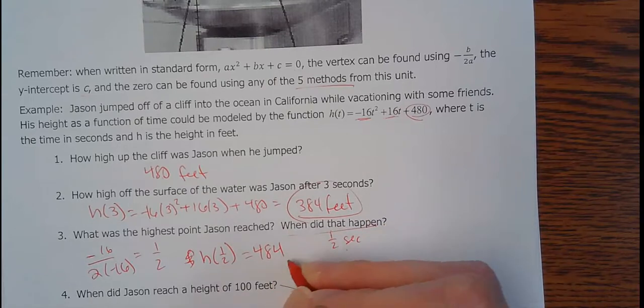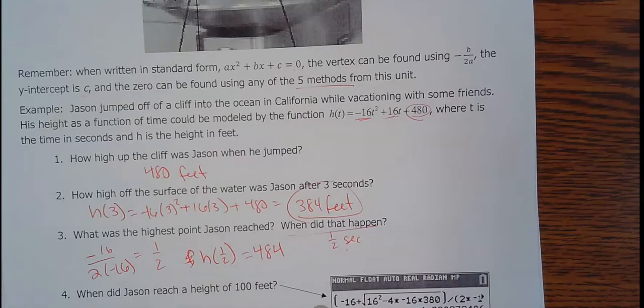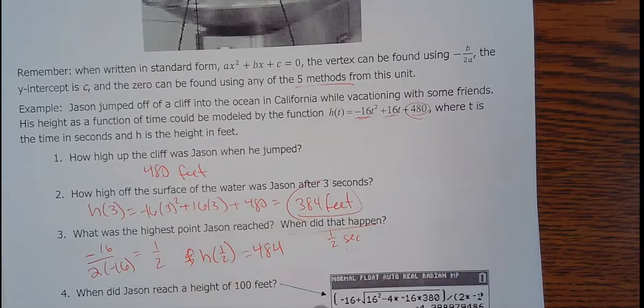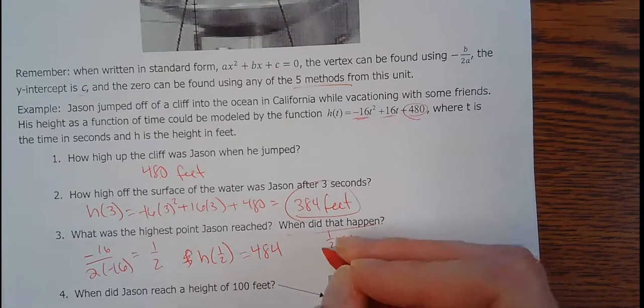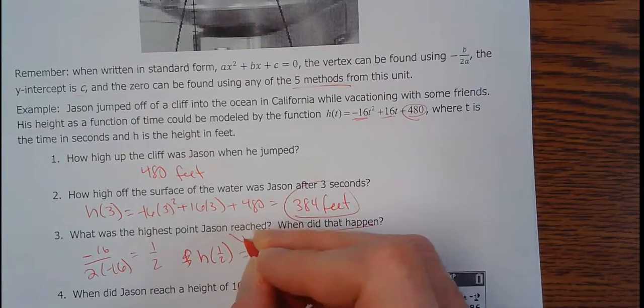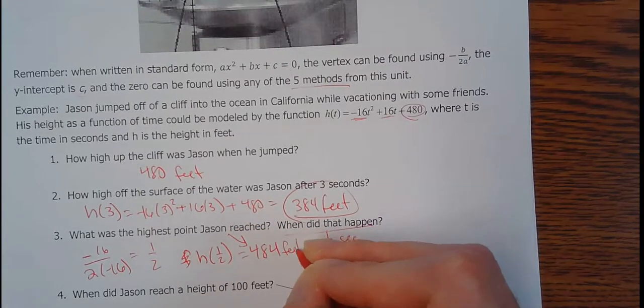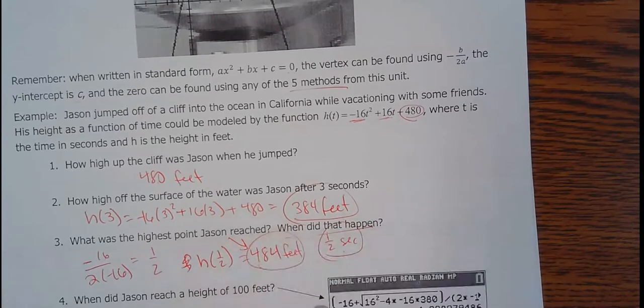Okay, that's still like, you're getting into the Olympic range of high jumpers if you can jump 4 feet off the ground. So this probably is not a realistic problem technically. So what was the highest point? 484 feet. When did it happen? 1/2 second after he jumped.